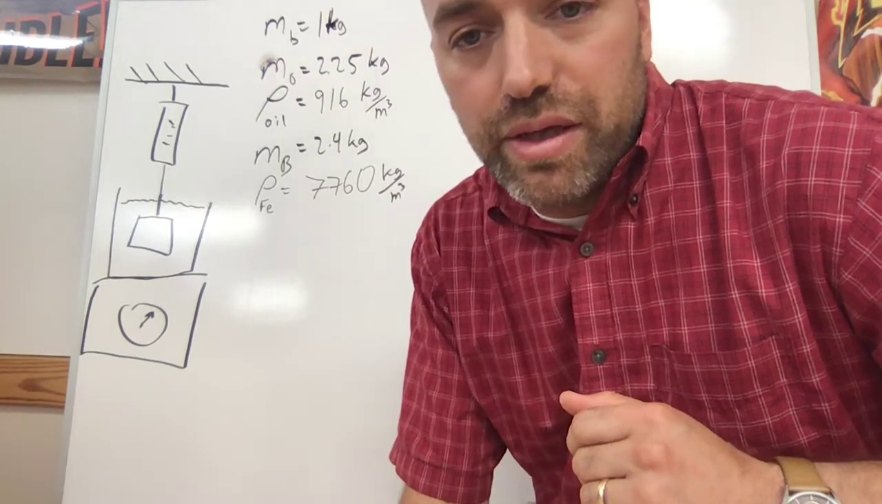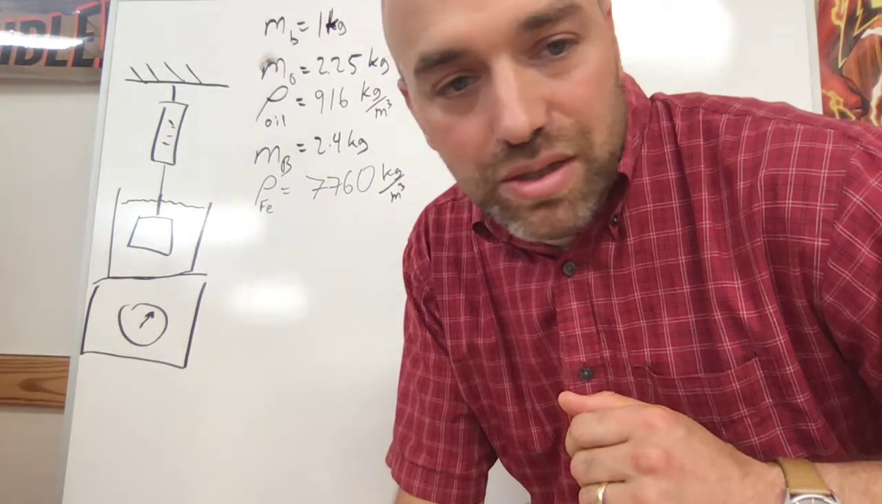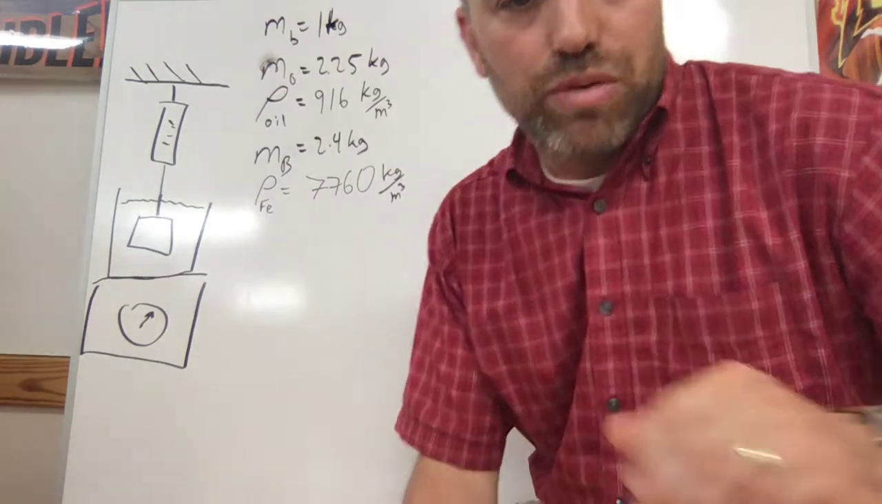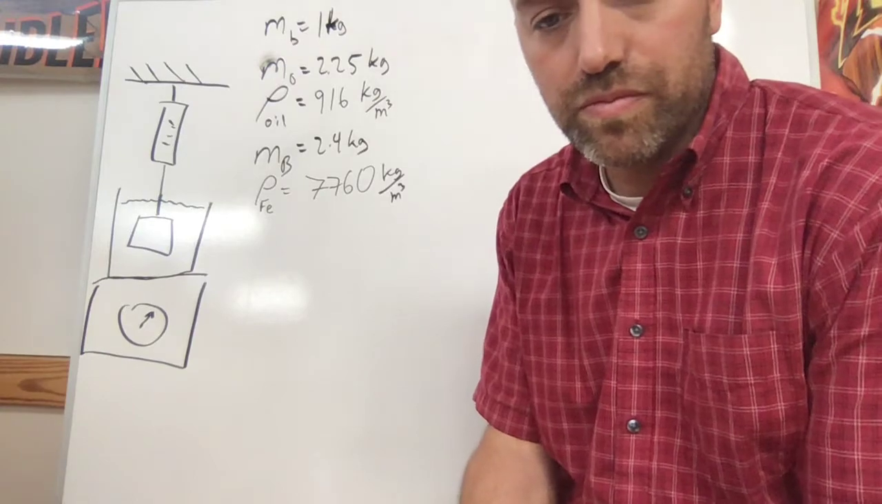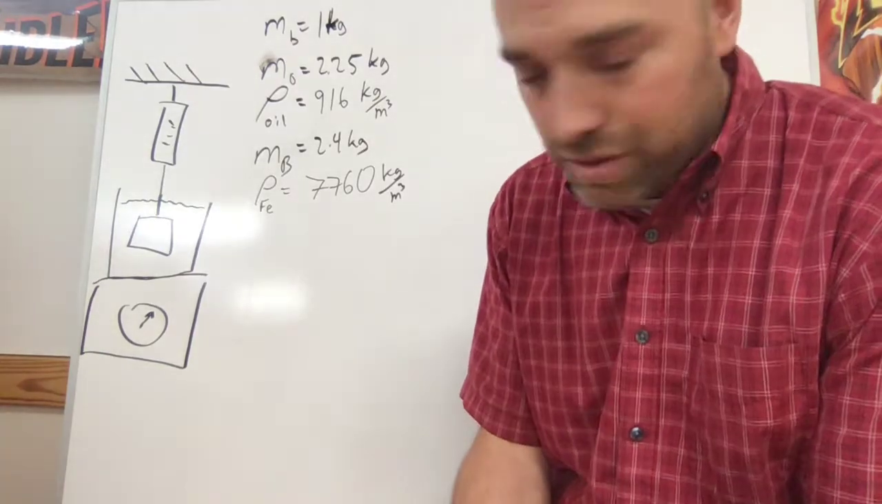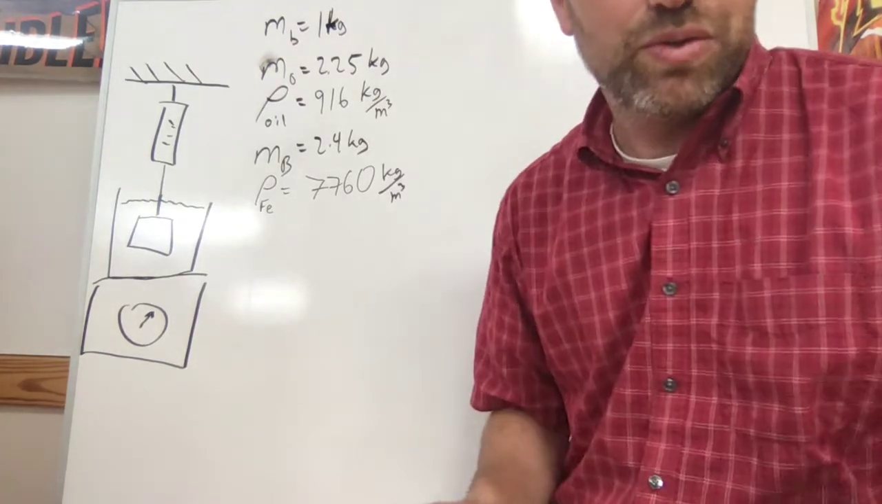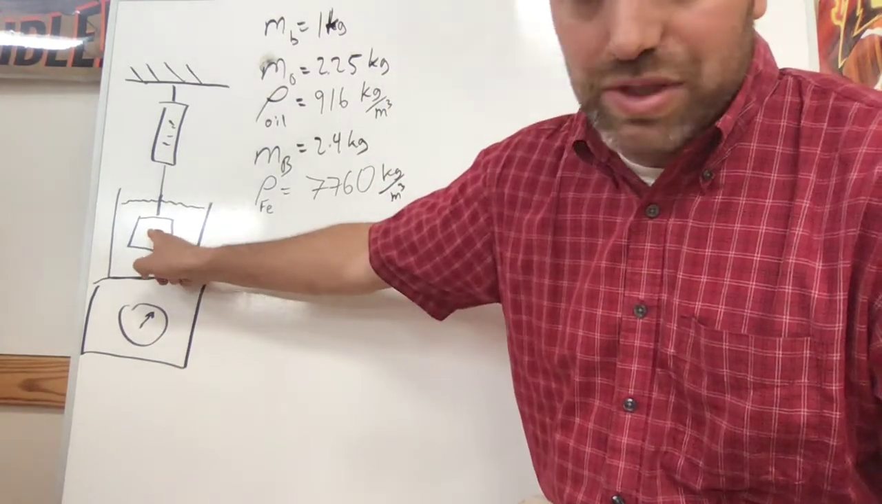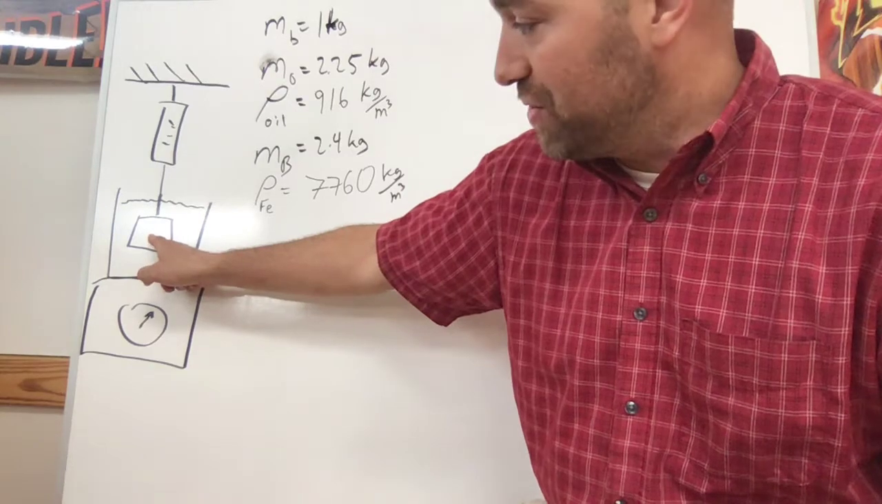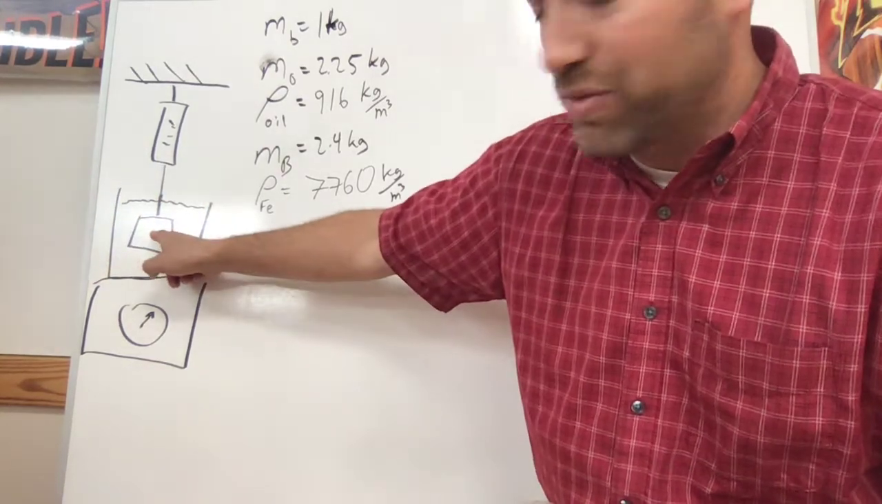And then it's suspended from the spring scale, and we need to find the equilibrium readings. So now tell me how you attack this problem. I found the force of buoyancy for the spring scale. Good, that's exactly right. Hold on. Before you go any further, identify the forces on this mass right here.